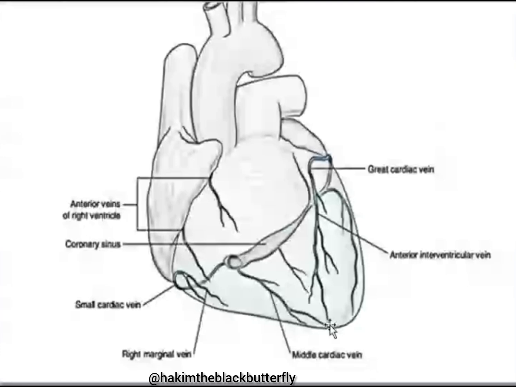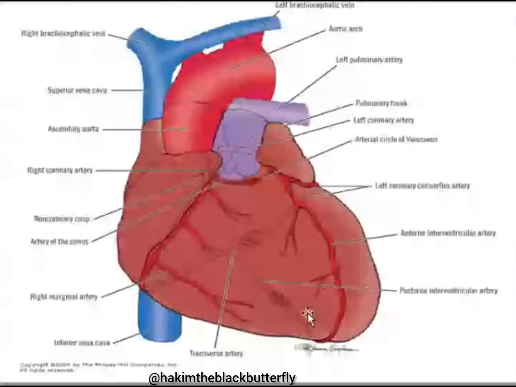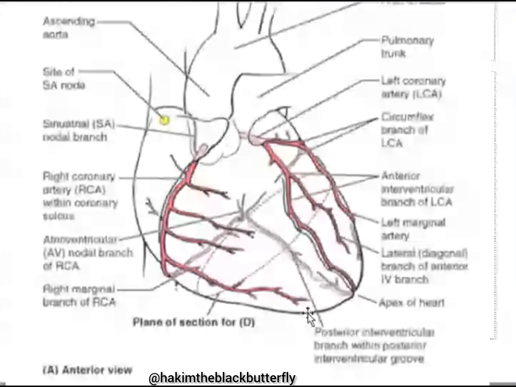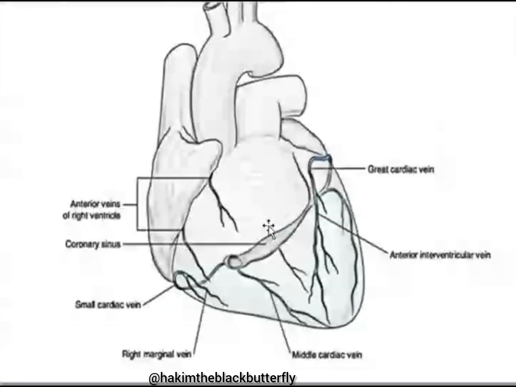Then there is this middle cardiac vein. The middle cardiac vein is the one which moves with this posterior interventricular vein on the inferior surface. So the middle cardiac vein will also move with the posterior interventricular vein on the inferior surface, and it will directly drain into the coronary sinus.